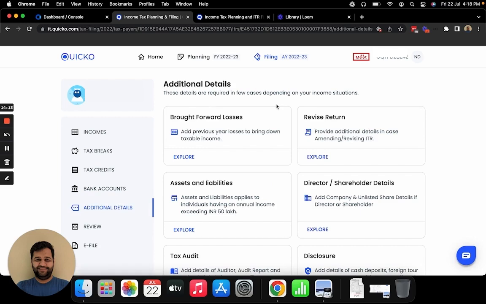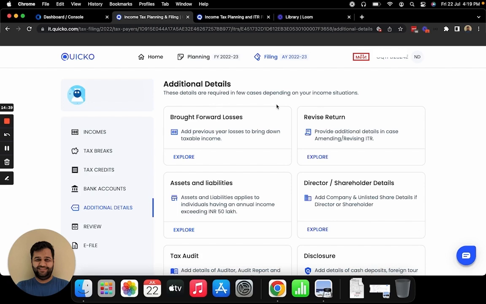So for a lot of traders and investors who've been trading year over year, you may have losses from previous years. Remember in the first part we talked about current year losses and brought forward losses. So if you have current year losses, don't sweat. When we read your P&L data from your Zerodha account, we automatically take care of your current year losses and adjust them against any other income.